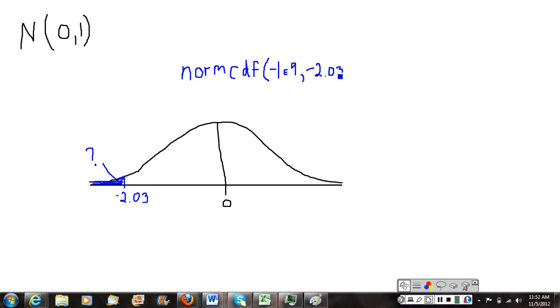And then we need to enter the mean and the standard deviation. So my mean is 0. My standard deviation is 1. So I put this in the calculator. It will tell me the size of that area. So let's go ahead and do that.